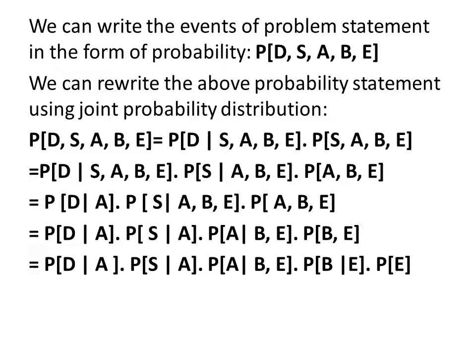Probability of D given A multiplied with probability of S given A multiplied with probability of A given B, E multiplied with probability of B, E. That equals probability of D given A multiplied with the probability of S given A multiplied with the probability of A given B, E multiplied with the probability of B given E multiplied with probability of E.